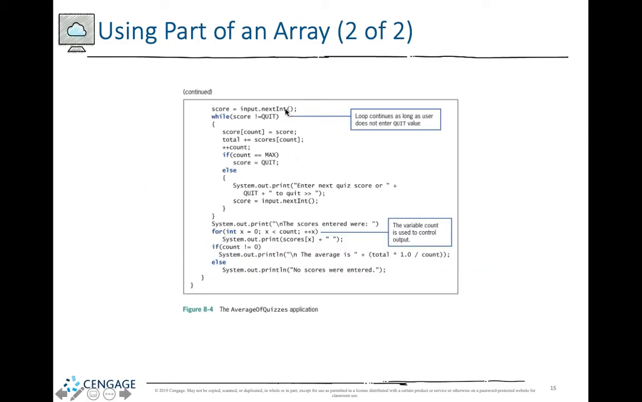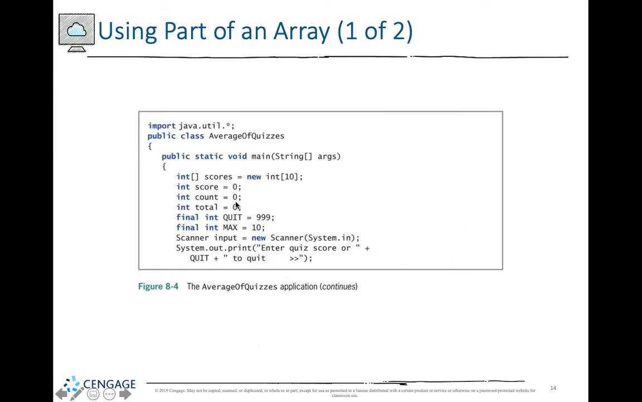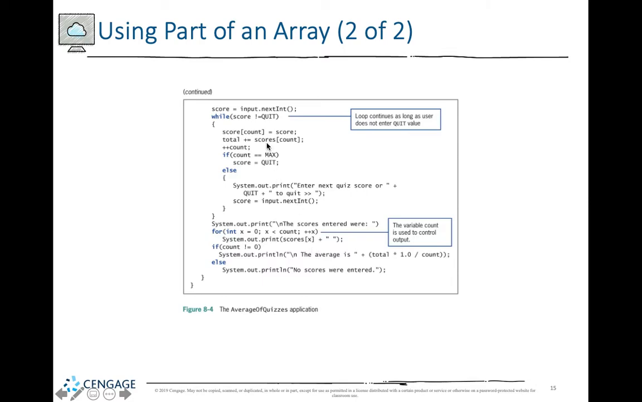So we get the next int, we read it to score, while score is not equal to quit. So whatever value you enter, if it's not equal to 999, then we go to the next value. So we're assigning the score to the count score. Right now, if you remember, let's go back one slide, the count is 0, and so we're saying at index 0 or subscript 0, assign the score to the score array. Make sense?